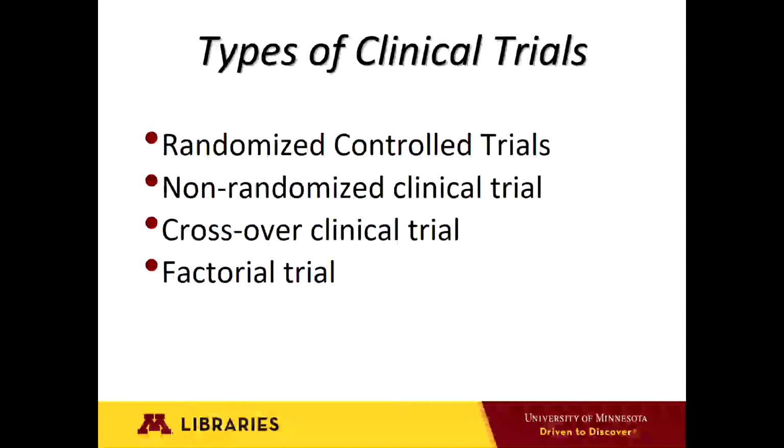Clinical trials are further divided into randomized clinical trial, non-randomized clinical trial, crossover clinical trial, and factorial clinical trial. Randomized clinical trials, or RCTs, involve randomizing subjects with similar characteristics into 2 groups or multiple groups. The group that receives the intervention or experimental therapy and the other group that receives the placebo or standard of care. A non-randomized clinical trial involves an approach to selecting controls without randomization.